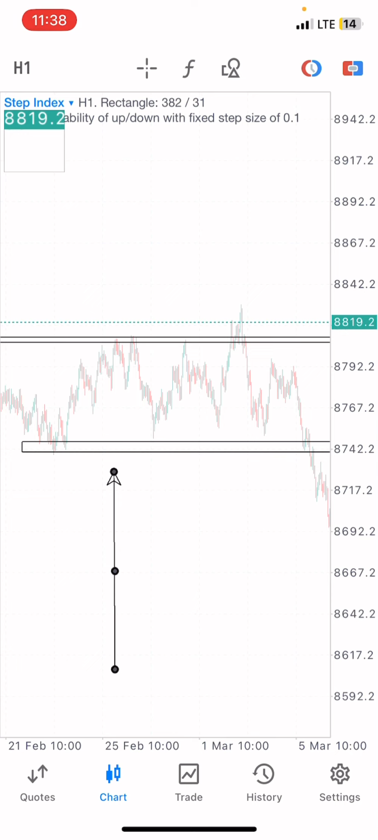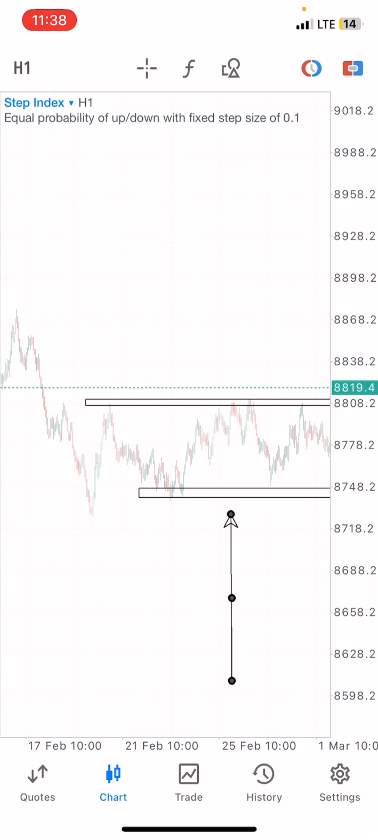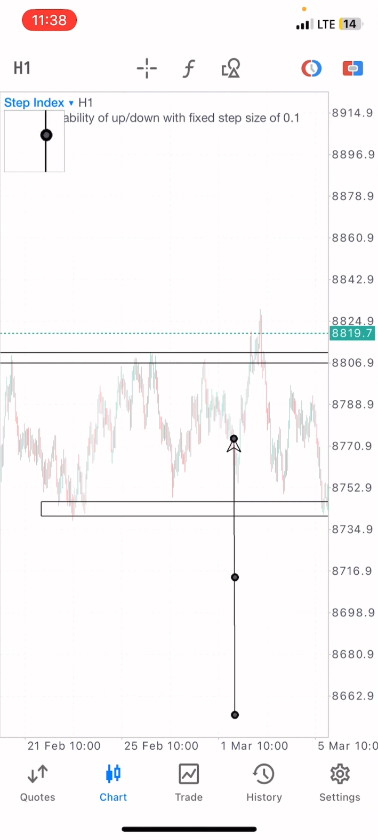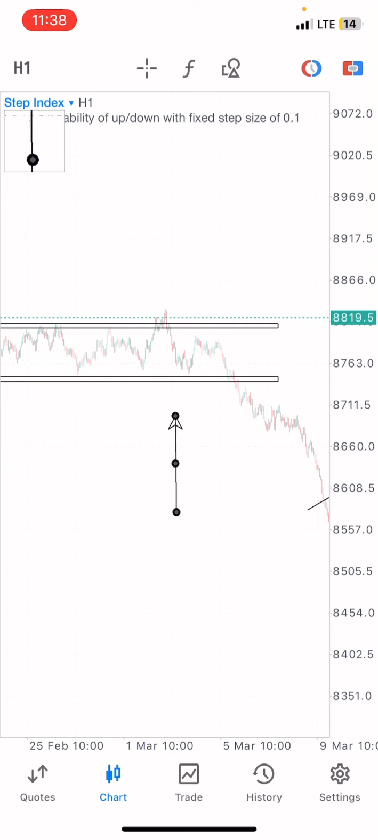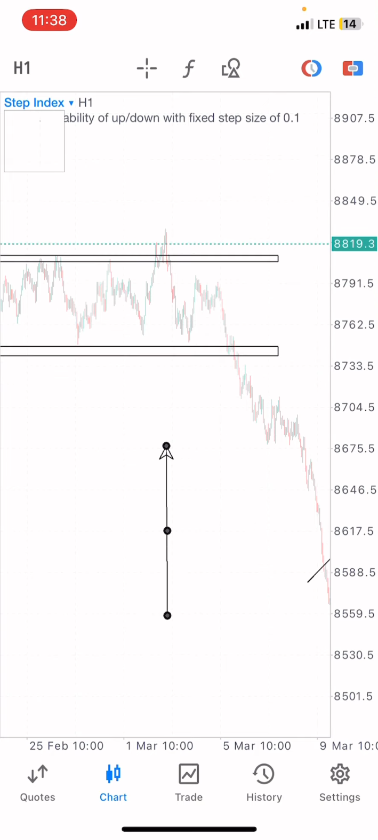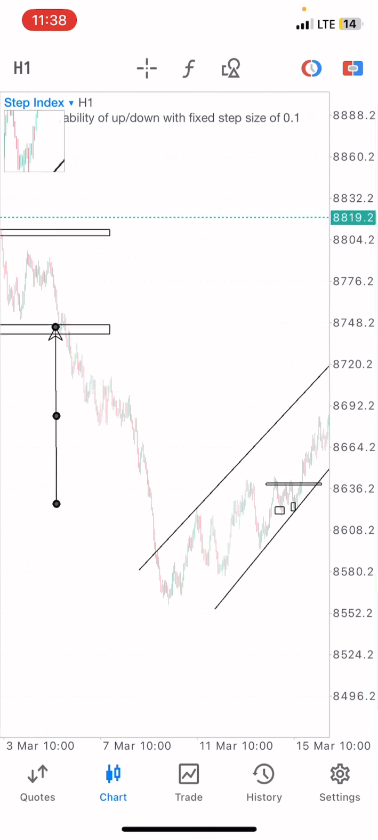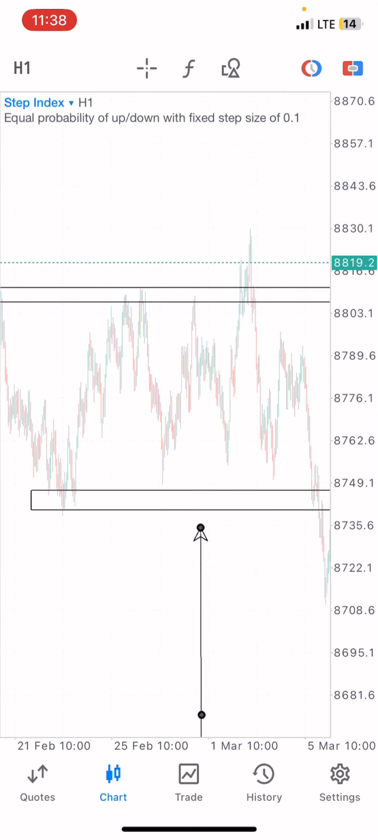So the next thing we're going to do is wait for a breakout. The market is giving us this high, this low, this high, this low, this high. The market is not giving us a definite direction. It's just giving us a ranging market basically. You can see the market creating equal highs and equal lows.